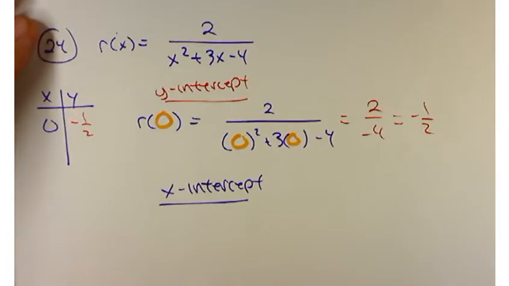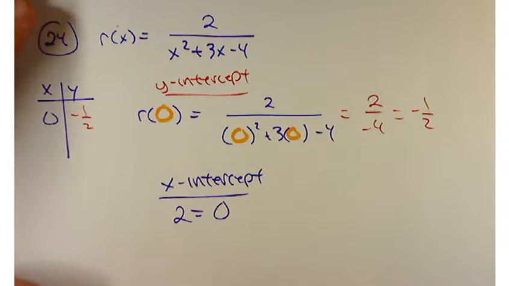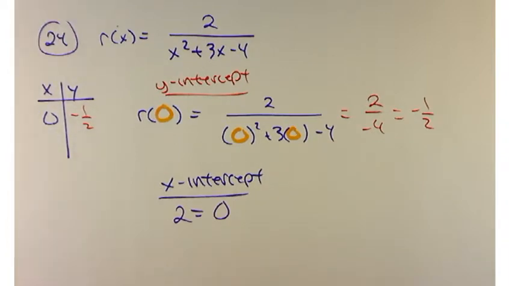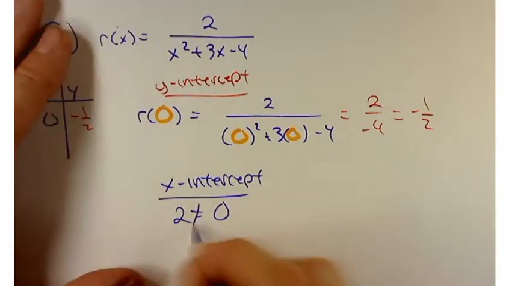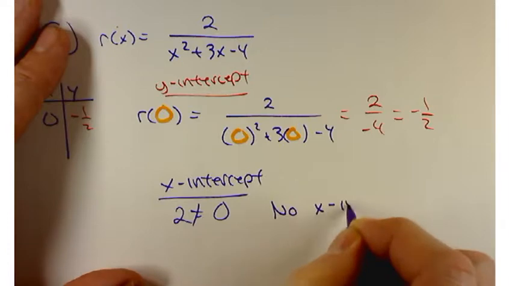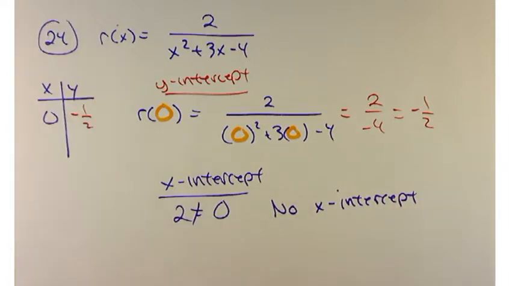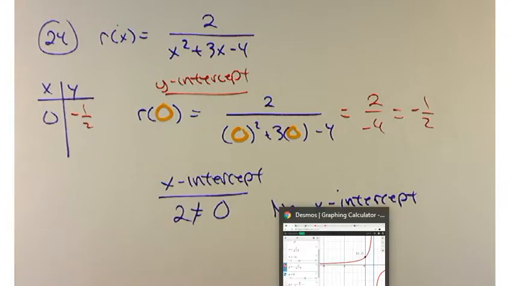Well, what's the numerator? And I need to set that equal to 0. Does 2 equal 0? No. Not last time I checked. So what that says is that there's no x-intercept, and that the graph is not crossing the x-axis at all. It might come close to it, but it won't actually cross that. So that's what it's telling us there.